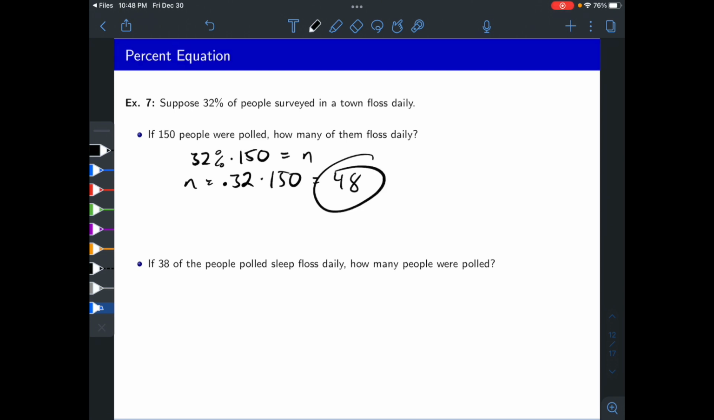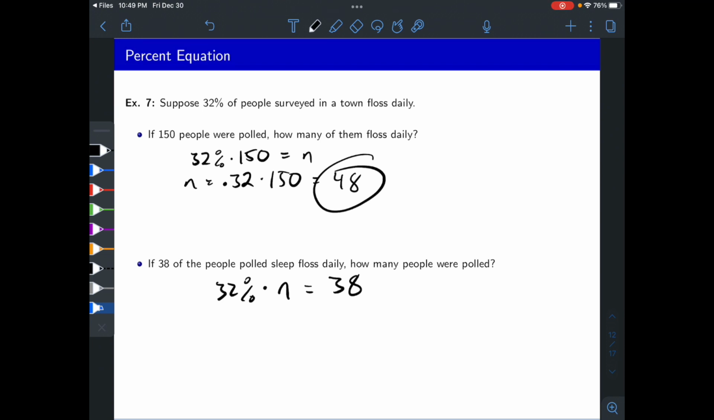Now if we say 38 of the people polled floss daily, how many were polled? Here we can say 32% of the number of people polled is equal to 38. So 38 is your amount. 32% of the number of people polled is equal to the amount of people that floss, which is 38.